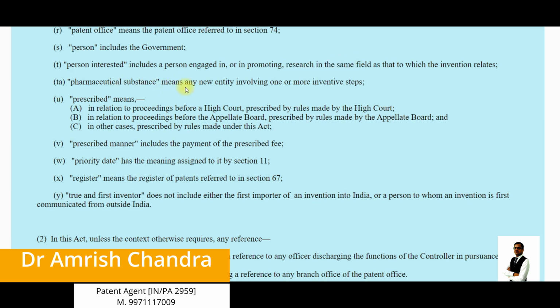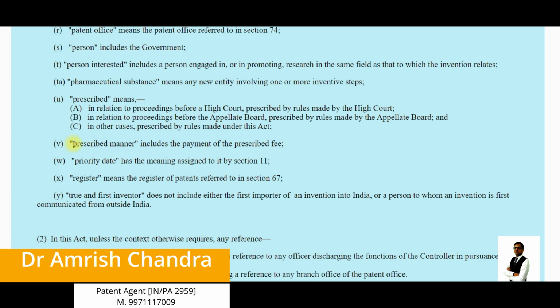Pharmaceutical substance means any new entity involving one or more inventive steps. So when you say you are developing a pharmaceutical substance, it means it's a new entity basically, and this has got one or more inventive steps. Prescribed means in relation to the proceedings before a high court, prescribed by the rules of high court for appellate board or any other order passed under the act.